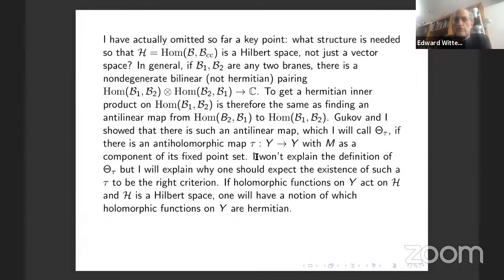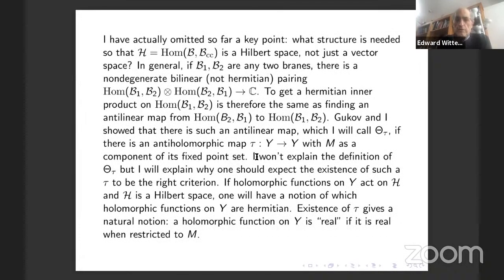If holomorphic functions on Y act on H and H is a Hilbert space, one will have a notion of which holomorphic functions on Y are Hermitian, which in the classical limit would mean which functions are real. But the existence of such a tau gives a natural notion: a holomorphic function on Y is real if it's real when restricted to M. So the holomorphic functions that are real on M are the ones that are Hermitian with this definition.